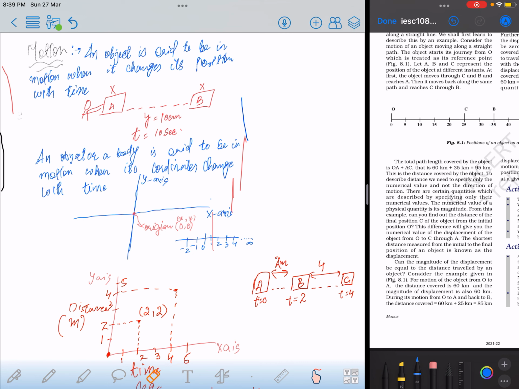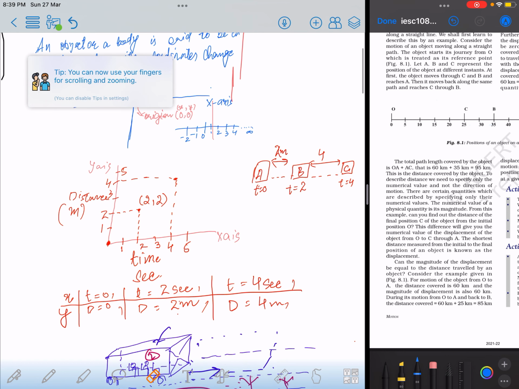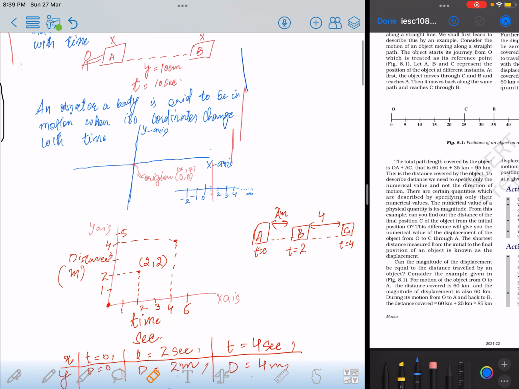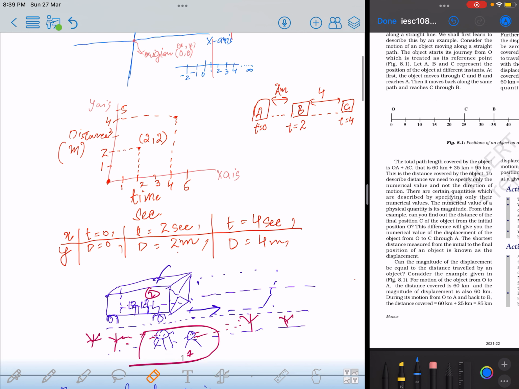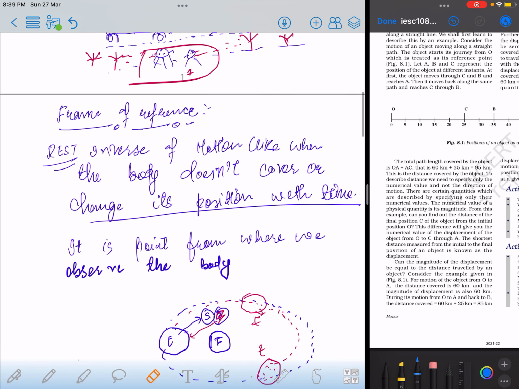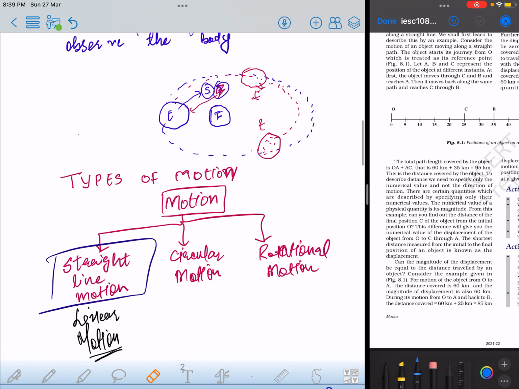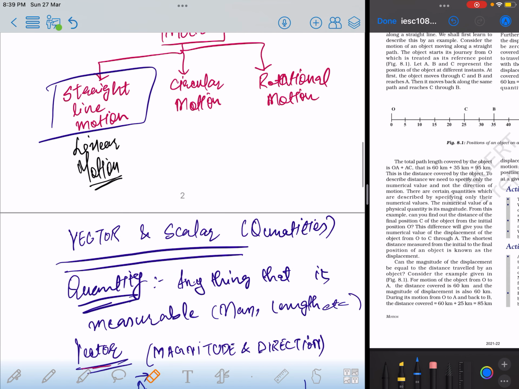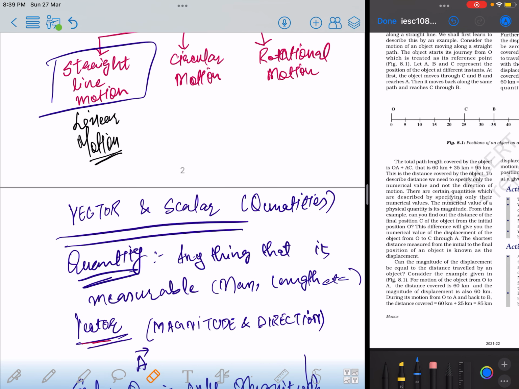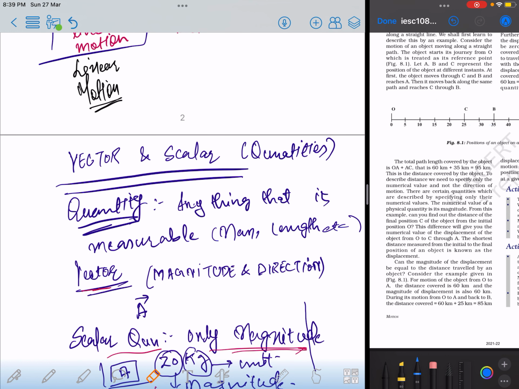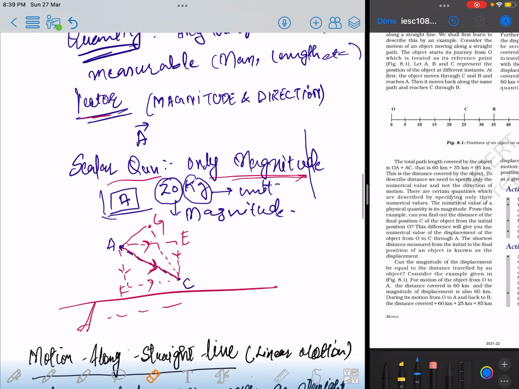We first described motion. An object is said to be in motion when it continuously changes its position with respect to the surroundings and with respect to time. So when we have these things, we say that the body is in motion, and we define motion from a different perspective, that is when the coordinates of the body change with time. We also defined rest, the frame of reference, and different types of motion. And in this chapter, we have straight line motion as prescribed by the NCERT, describing the types of quantities.